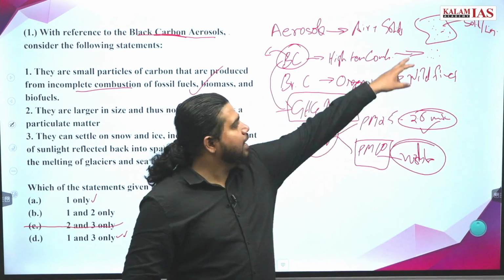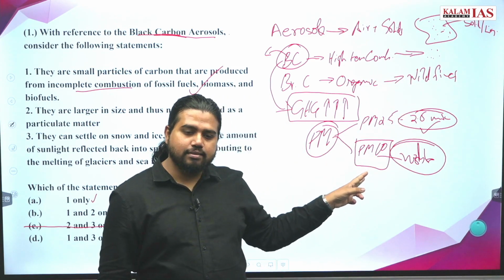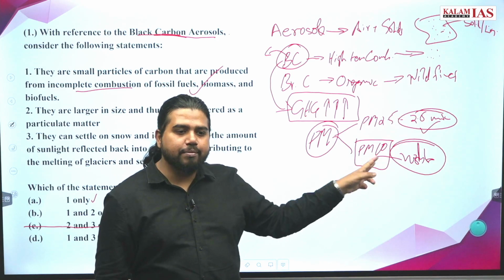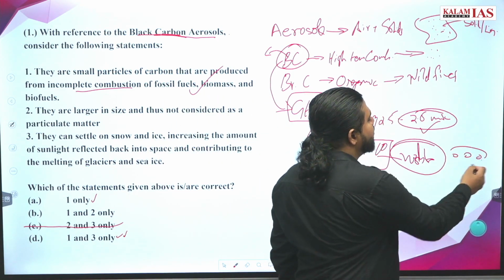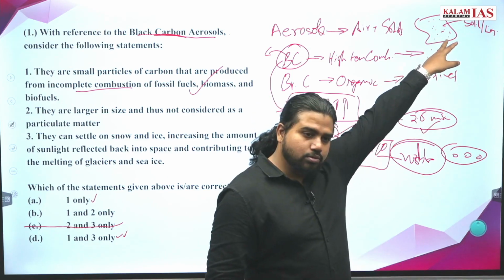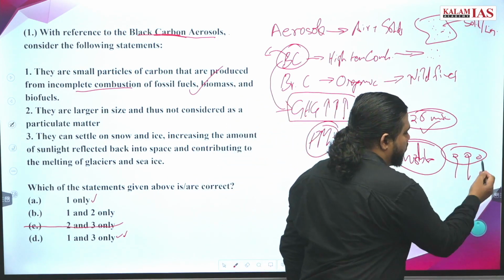Now if we have an aerosol here, and the aerosol particles are bigger than this, we are discussing PM10. If aerosol particles are much bigger than this, then they will not have the capacity to stay suspended. They will settle down as soon as they are formed.